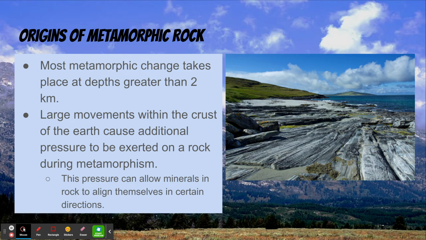Large movements within the crust of the Earth cause additional pressure to be exerted on a rock during metamorphism. This pressure can allow minerals in the rock to align themselves in certain directions. So you can kind of see in the image on the right, you can see the layers, we call those foliations of the rock. Because of this pressure, minerals will begin to sort themselves out based on their density once they get to be slightly mushy, and they will line up in order of density. So a lot of our metamorphic rocks have these layers to them.